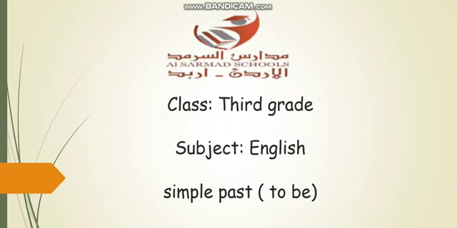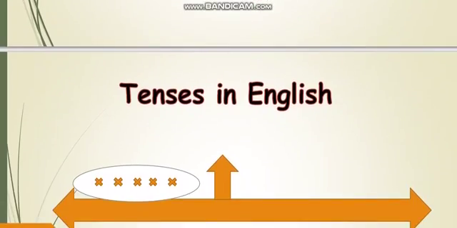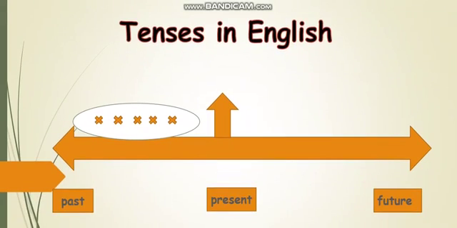We are Assermed Schools. In today's lesson, we are going to talk about simple past, verbs to be. Before we start, let's remember together what are tenses in English. Tenses in English, we have past, present, and future. What do we mean by past?